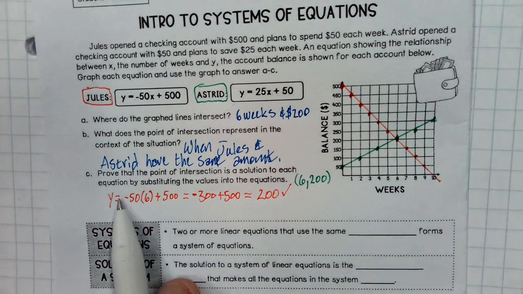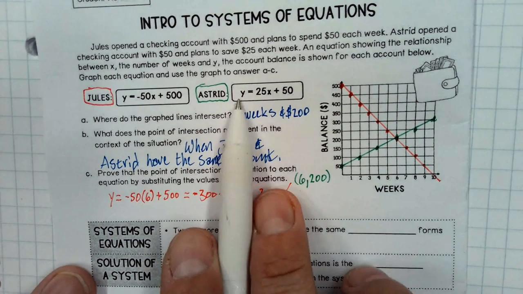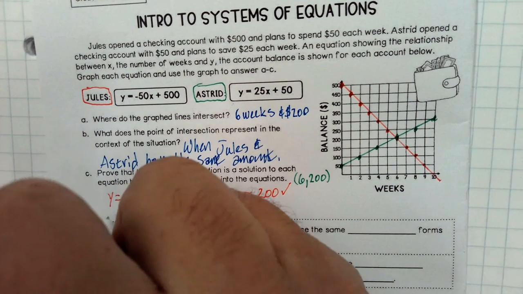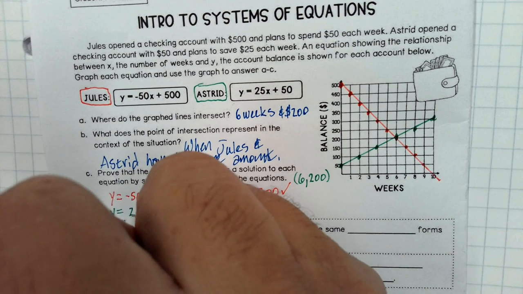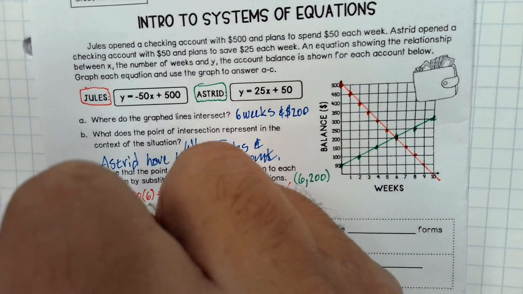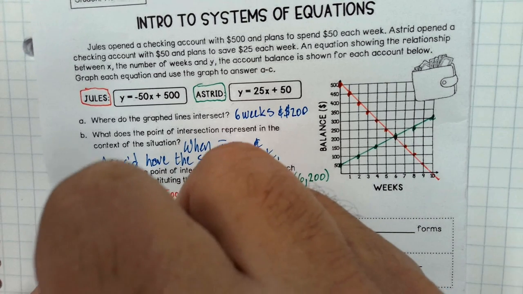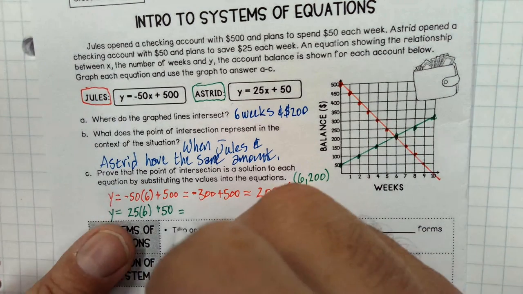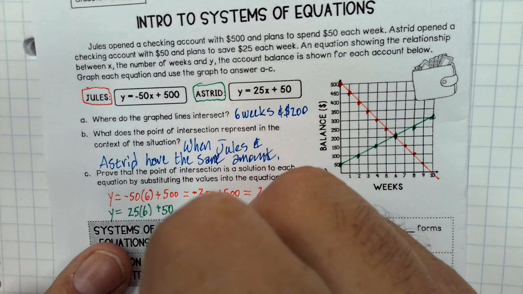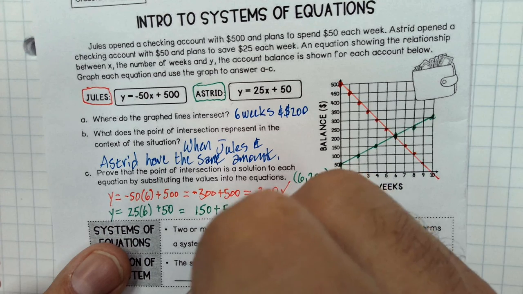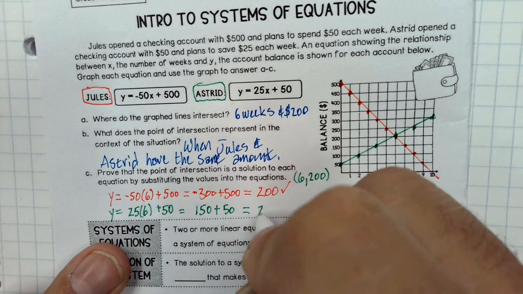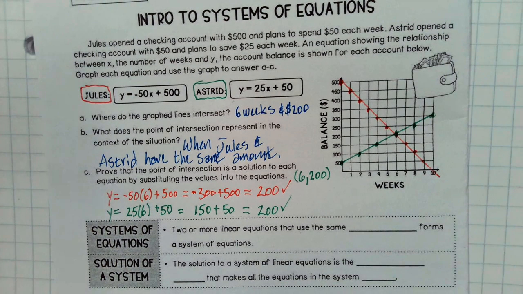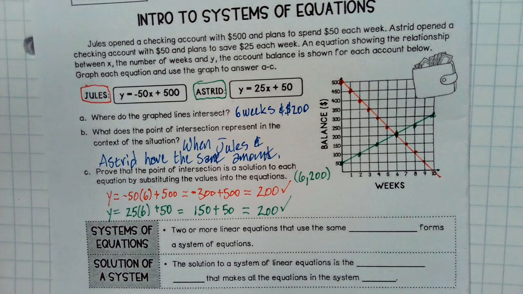Okay, let's do the same thing for Astrid. Let's take her equation and we're going to replace x with 6. Y equals 25 times 6 plus 50. So this is going to be 25 times 6 is what, 150? Plus the 50 also makes 200, which is what we should have gotten there.